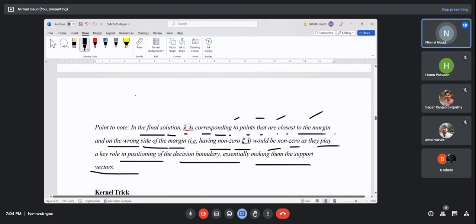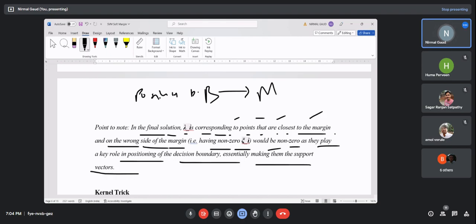How do we define the positioning of a decision boundary? We said the margin should be larger, but we must take care of misclassification also. Both are in a fight with each other.